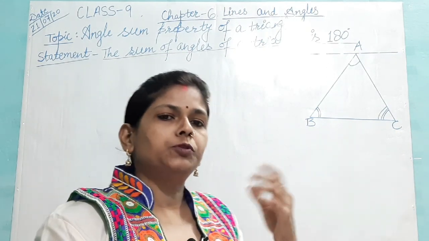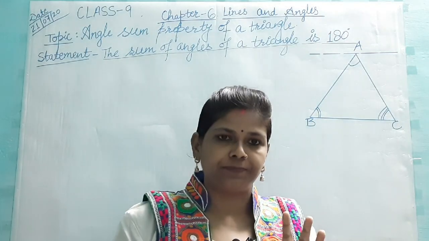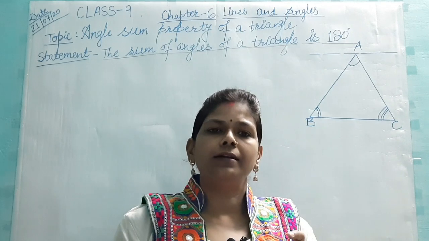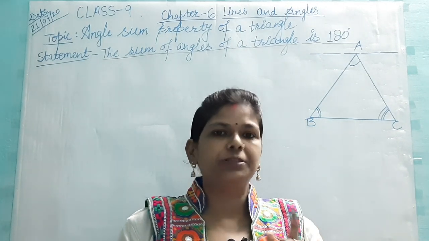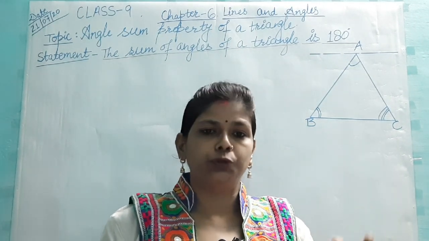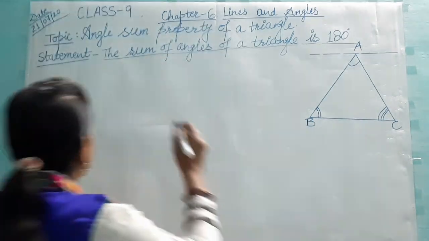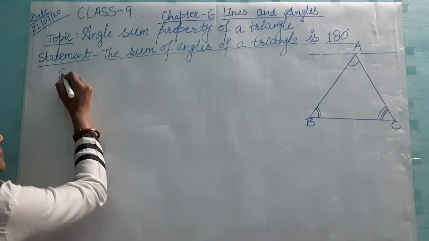So when we prove the theorem, there are 4 steps: given, to prove, if required, construction is one more step, and then proof. So we start the proof of the theorem. The first step is given.